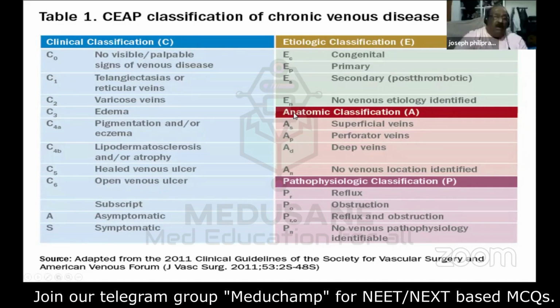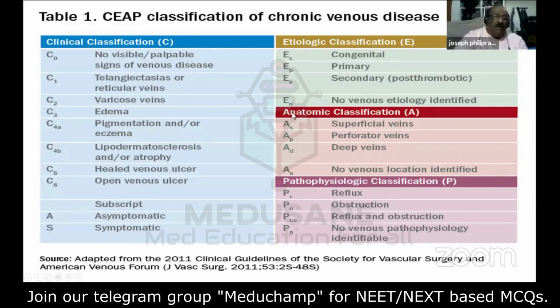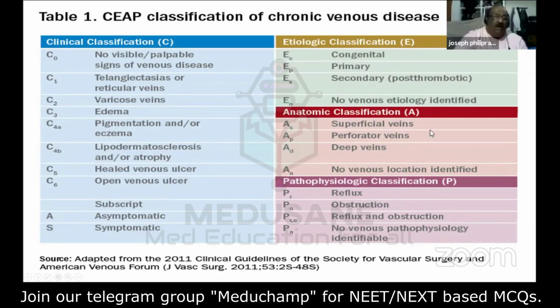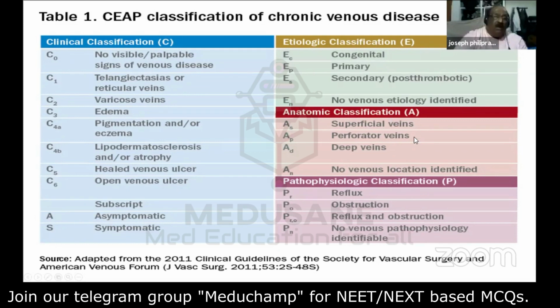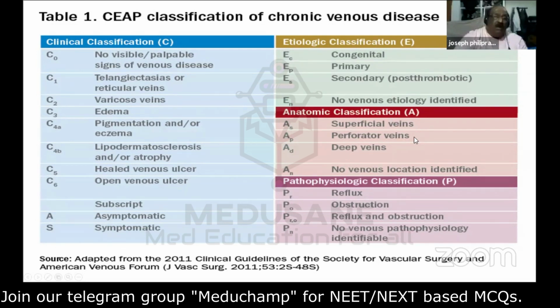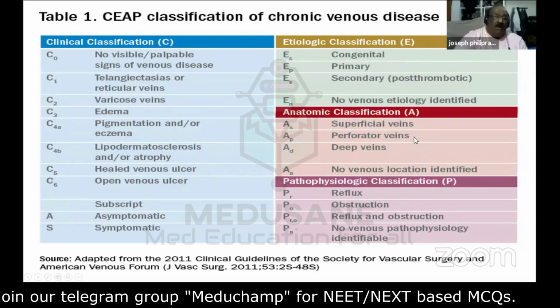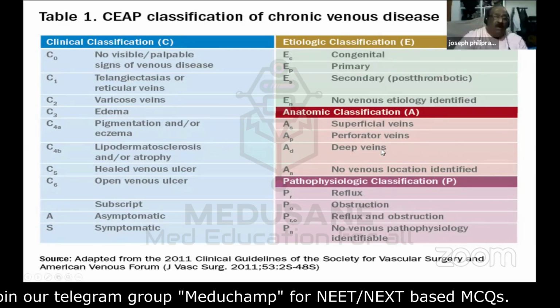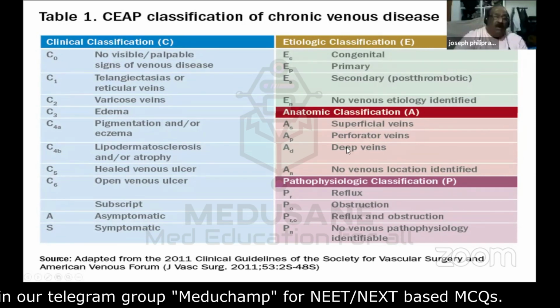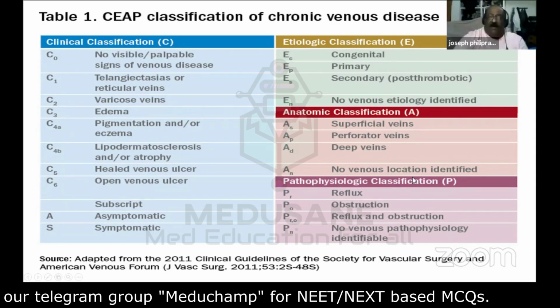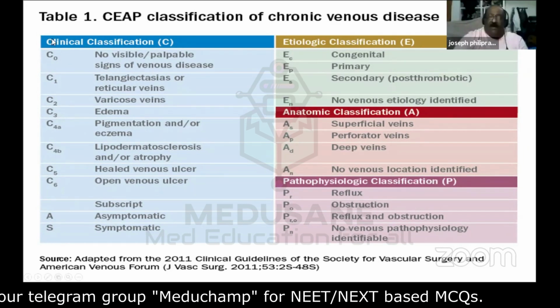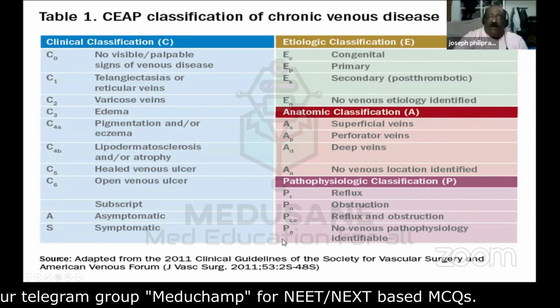Then A, anatomic classification. It involves superficial system, AS. If it involves the perforator veins, it is AP. If it involves the deep vein, AD. And this diagnosis is usually done by Doppler. And when you are not sure, AN, no venous location identified. So C, E, A. Now P.